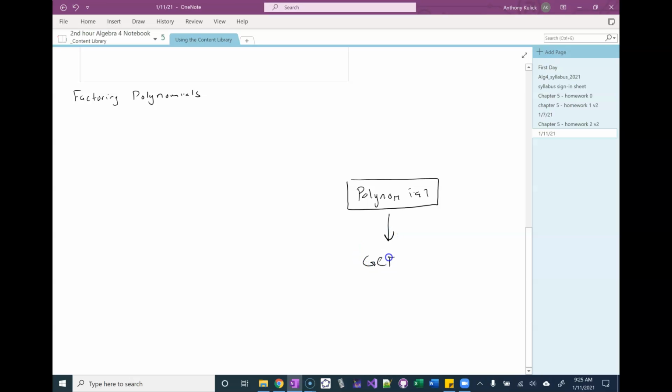The first thing we're going to do is check for a greatest common factor. I abbreviate that as GCF. For example, what do I mean by a greatest common factor? Say you have the polynomial 2x squared plus 4x plus 6. That has a greatest common factor of 2 because each of the terms of that polynomial is divisible by 2, right?